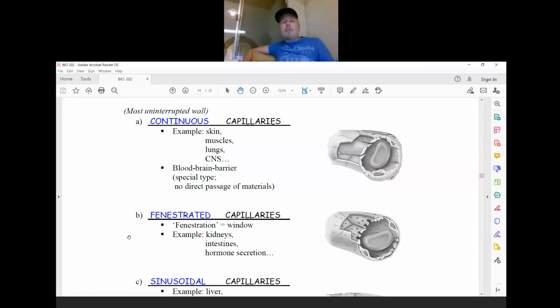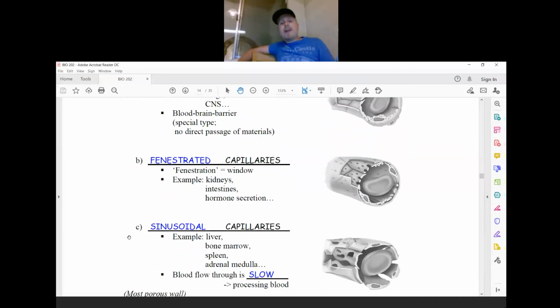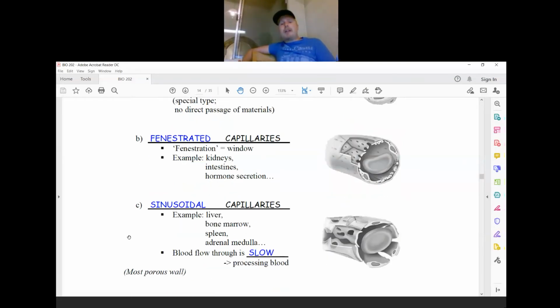So it allows more materials to pass through this kind of capillaries than through the continuous capillary walls. But the last one, it looks like there's huge parts of the wall missing. So really big sinuses. And you remember sinus was an opening of some kind. So sinusoidal capillaries have big, big openings there. Because they're so big openings, this also slows down the flow of blood through the capillaries.